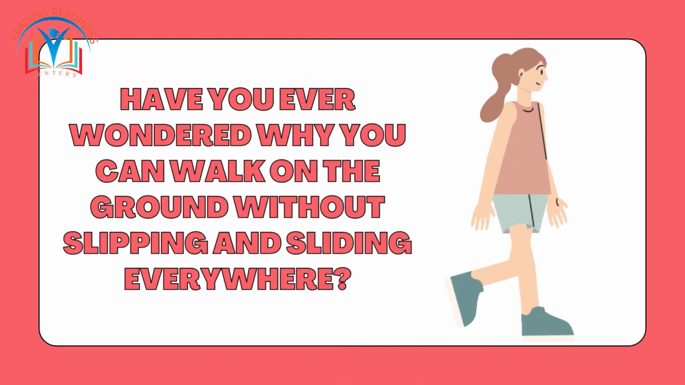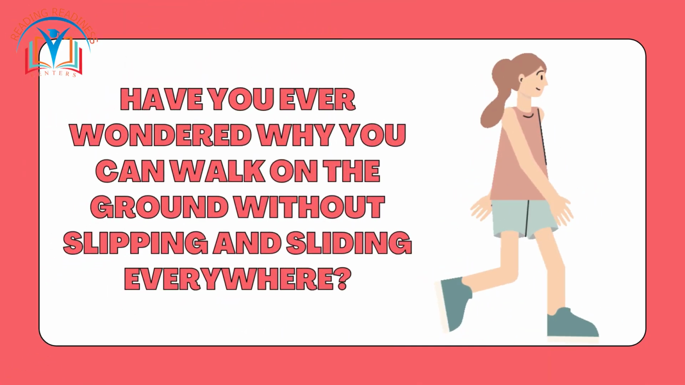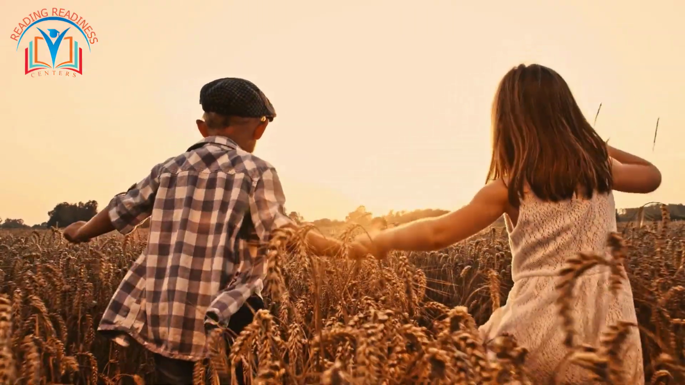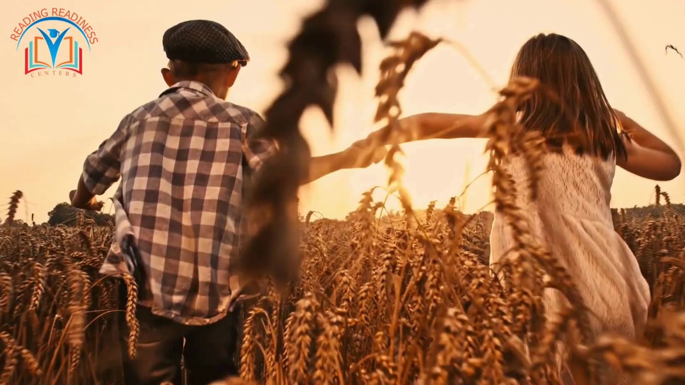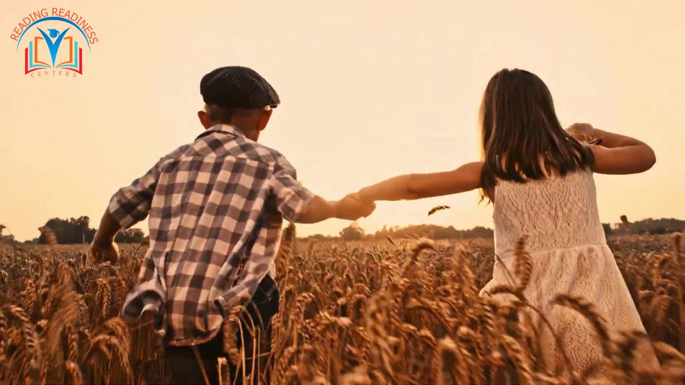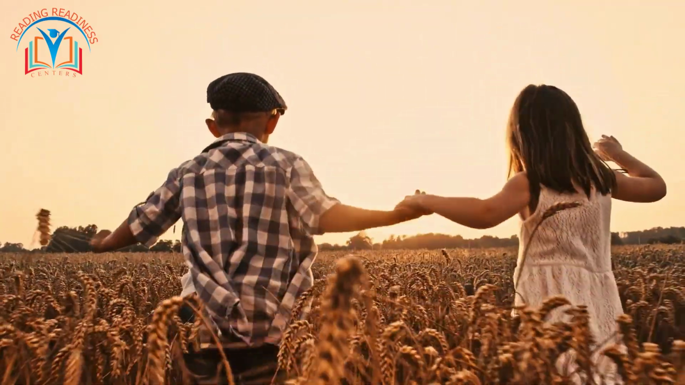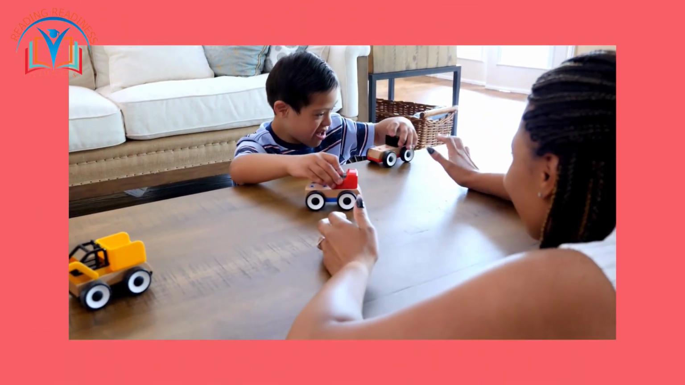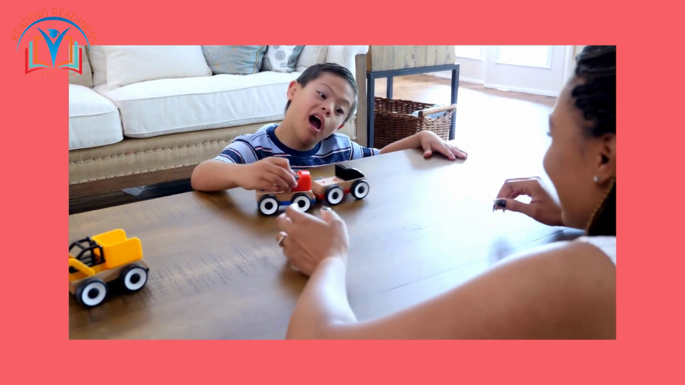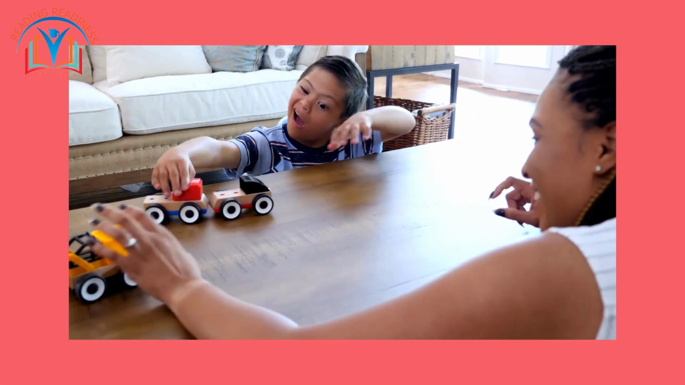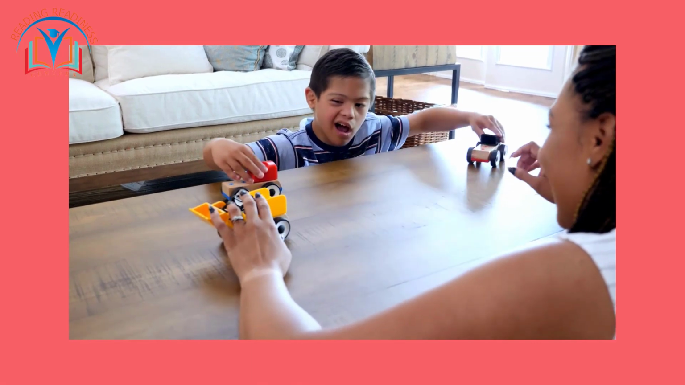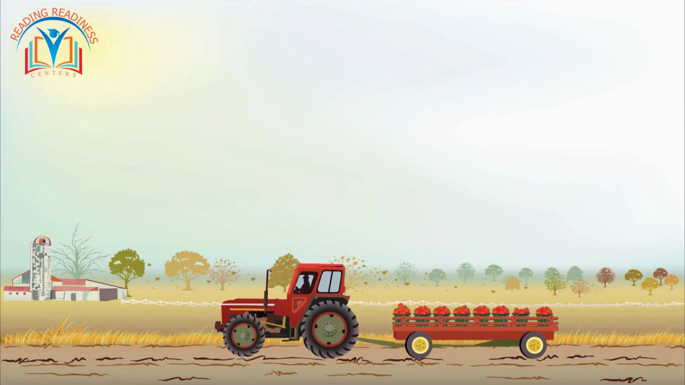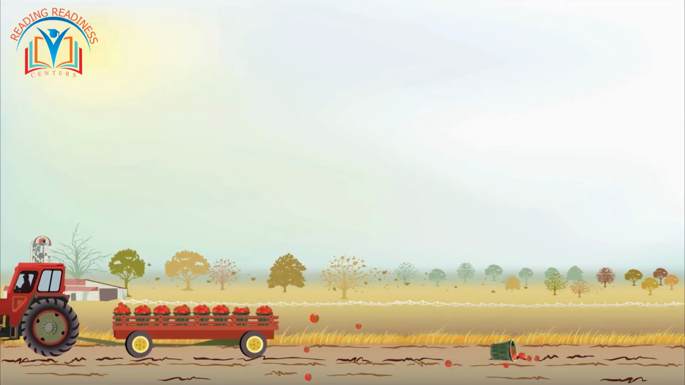Have you ever wondered why you can walk on the ground without slipping and sliding everywhere? It's all thanks to a powerful force called friction. Friction is like a tiny invisible grip that holds things together, preventing them from moving freely. Here, we have two toy cars, one sliding on a smooth surface and another on a rough one. Take a wild guess which one will stop first. Bingo! It's the one on the rough surface. The roughness causes more friction, making it slow down faster.